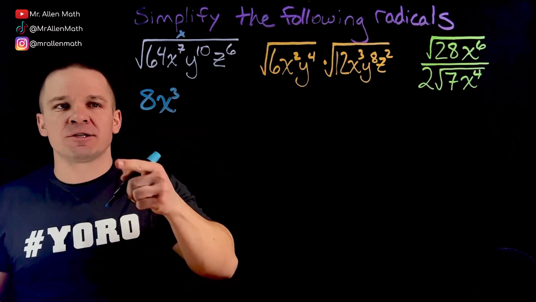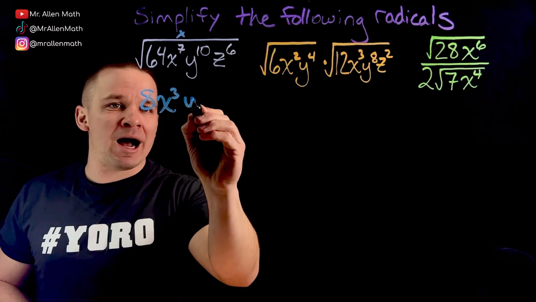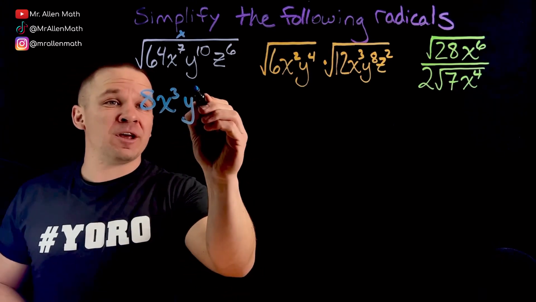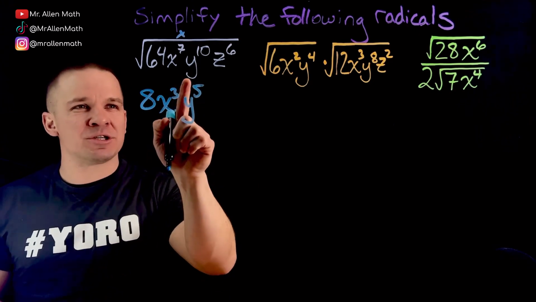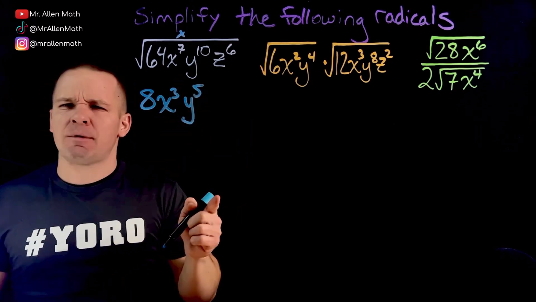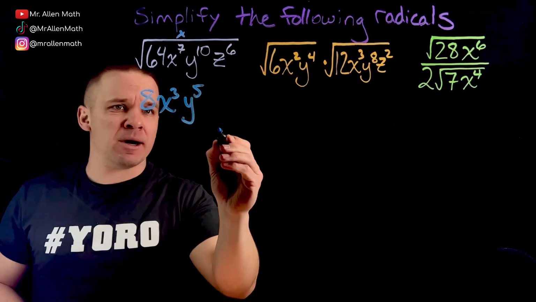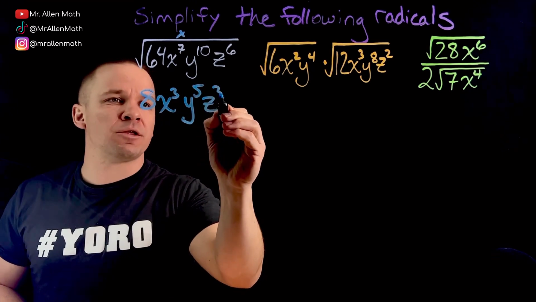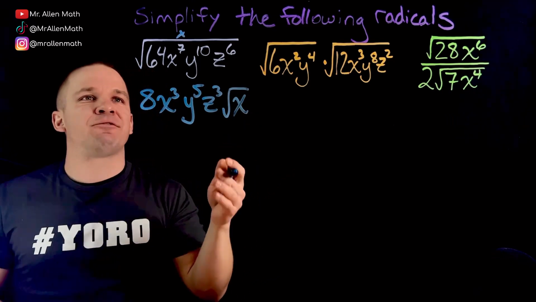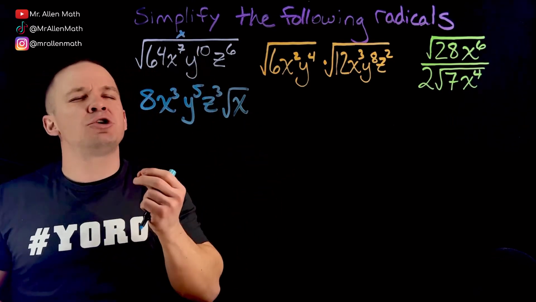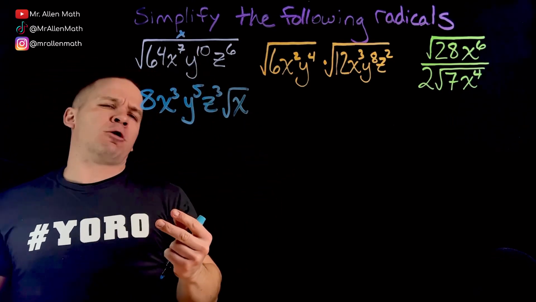All right, so how many pairs of y's can come out? That would be y raised to the 5th power. 5 pairs of y's can come out. We're going to come back to that one in just a sec. Z to the 6th. How many pairs of z's can come out? Well, that'd be 3 pairs of z's. So I'd have z raised to the 3rd power. And then at the end, we have the square root of x left over because we had that one that just could not come out with the rest of the mathematical party.